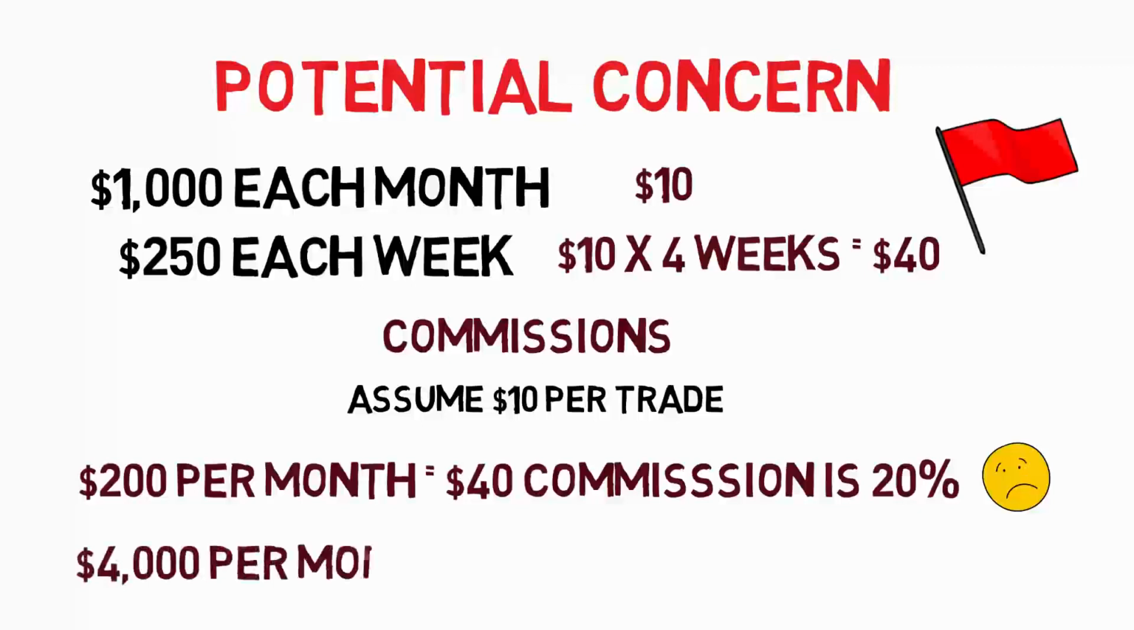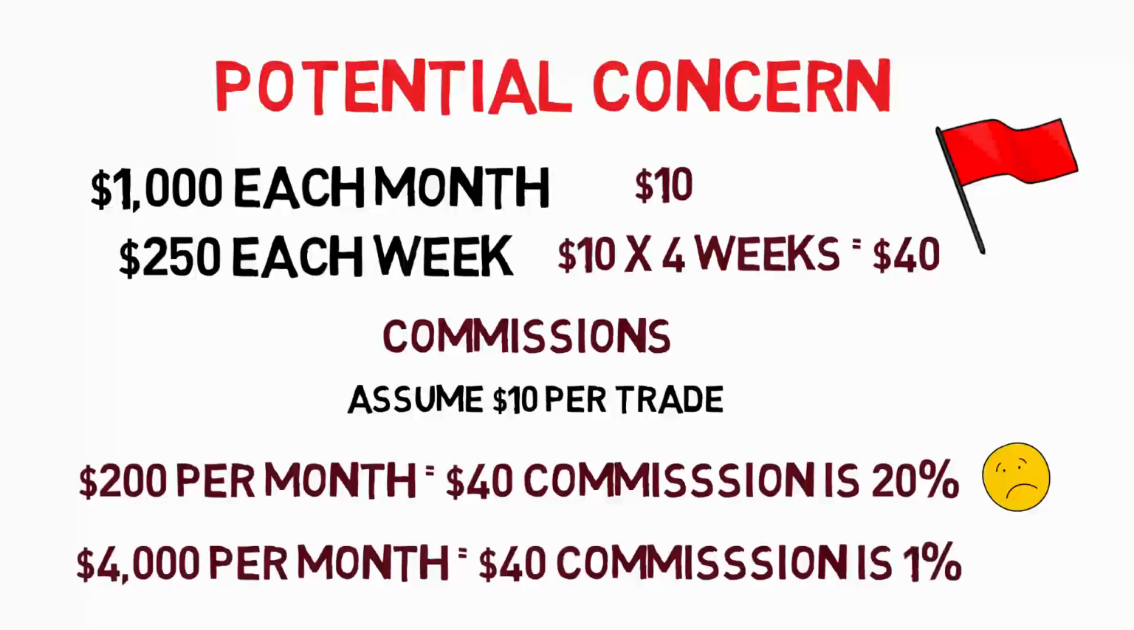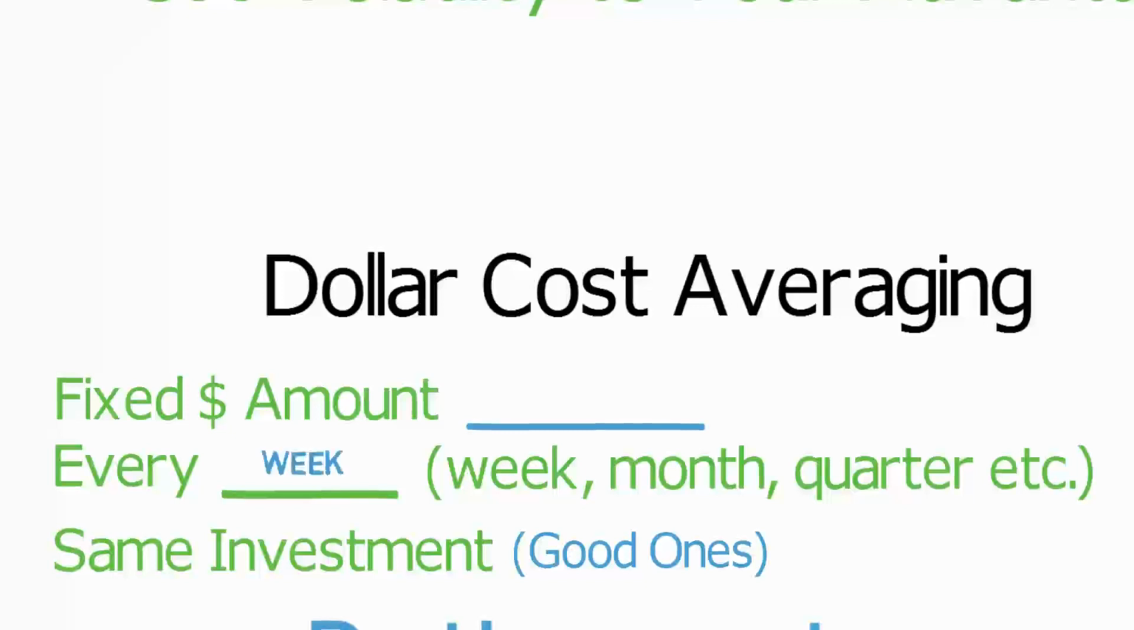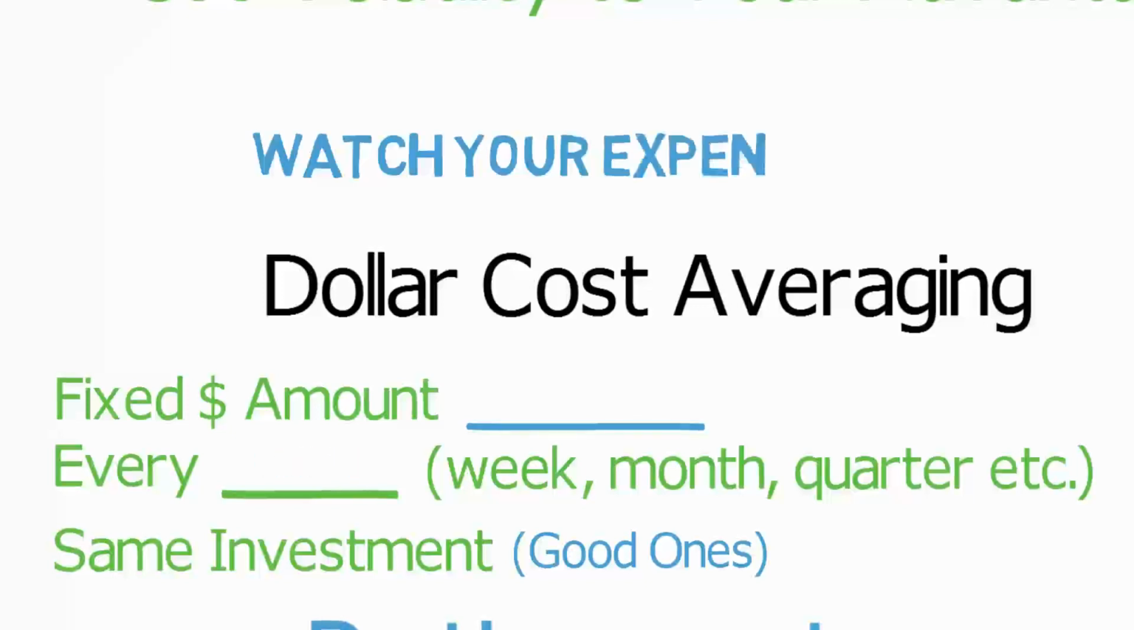But if you're investing $1,000 per week, that $40 doesn't hurt as much on a $4,000 monthly investment. So in summary, to make dollar cost averaging work for you, have investments that you're confident in, choose a consistent amount and a consistent time interval. Keep an eye on your commission costs and make sure that they don't get out of control relative to the amount you invested. Then, stick with the program for the long run and you should do well.